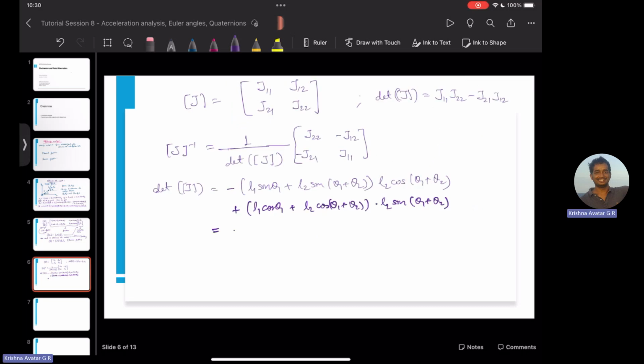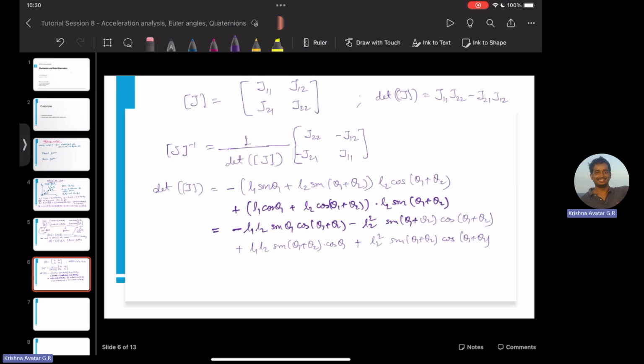So the first term is minus L1 L2 and cosine or maybe sine theta 1 cosine theta 1 plus theta 2 plus L2 squared sine theta 1 plus theta 2 cosine theta 1 plus theta 2. Likewise, and here also it was supposed to be minus. Now we have plus L1 L2 sine theta 1 plus theta 2 into cosine theta 1 plus L2 squared sine theta 1 plus theta 2 cosine theta 1 plus theta 2.